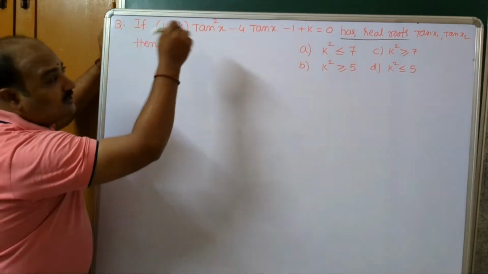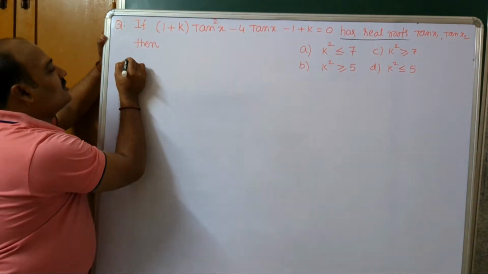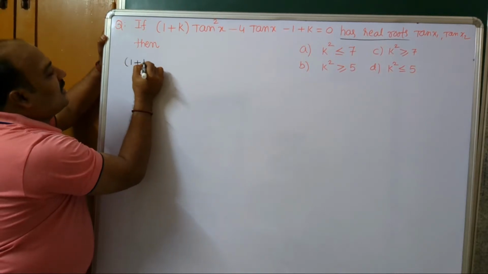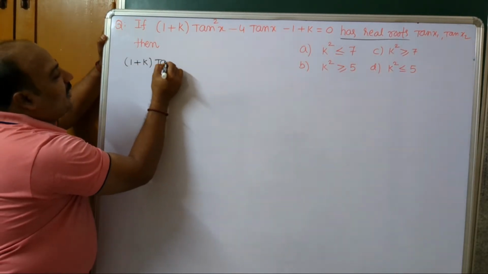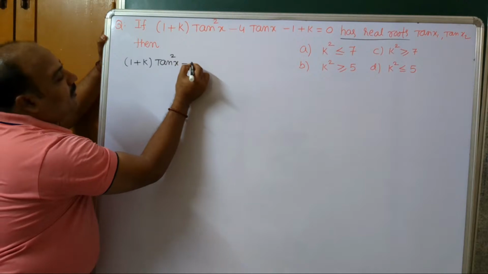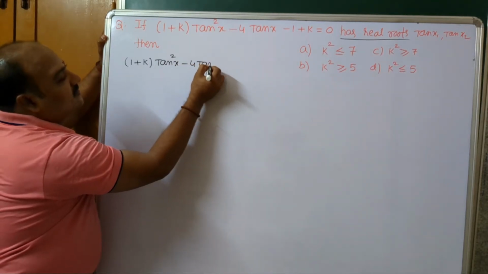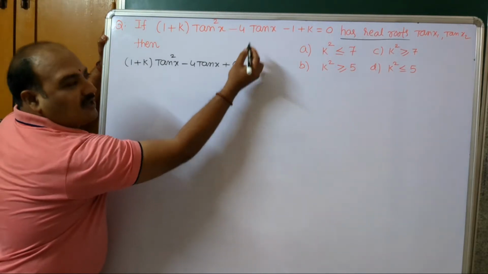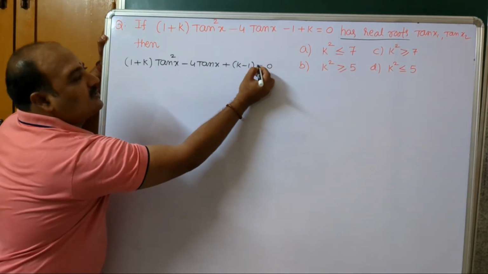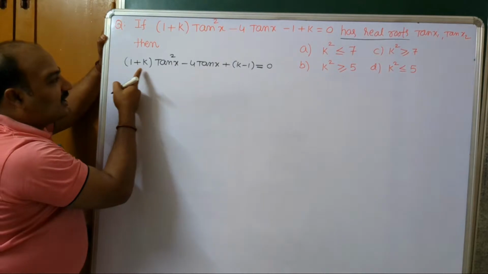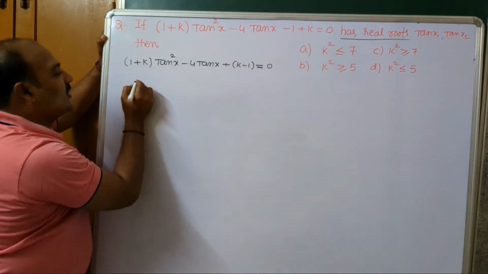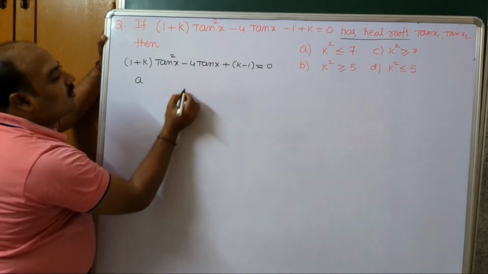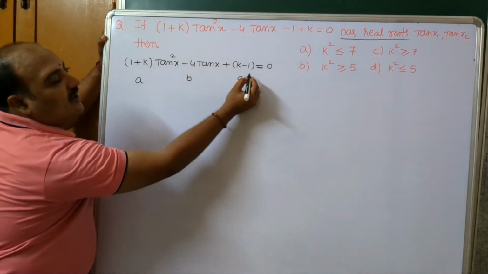First, you write the given quadratic equation (1 plus k) into tan square x minus 4 tan x plus, we can write it as k minus 1 instead of minus 1 plus k. Compare with a x square: this is the a value, b value is minus 4, c value is k minus 1.